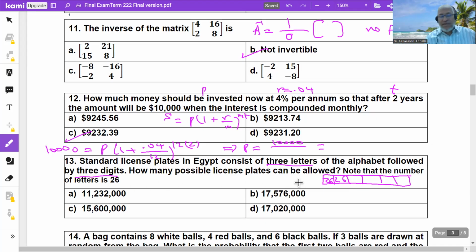The repetition is allowed. He didn't say here anything about repetition not being allowed. So the repetition is there, and here also 26. You can choose any letter in the first, second, and third positions, and here 10, 10, 10, because there are 10 digits from 0 to 9. So if you multiply 26 to the power 3 times 10 to the power 3, you will find that the answer is this one. Part B is the correct answer.